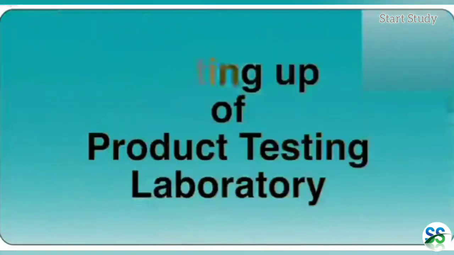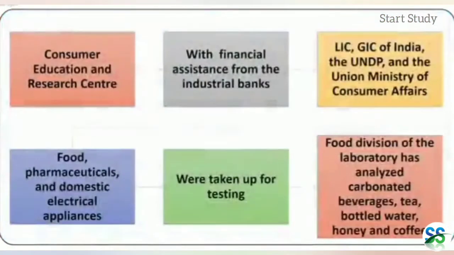Setting up of the product testing laboratory. In 1994, the country's first independent product testing and rating laboratory was set up at Ahmedabad, Gujarat by a leading consumer organization, namely Consumer Education and Research Center, CERC, Ahmedabad, with financial assistance from the industrial banks, LIC, GIC of India, the UNDP and the Union Ministry of Consumer Affairs, with the technical collaboration from the Friedrich Naumann Foundation of Germany. Initially, 3 categories of products like food, pharmaceuticals and domestic electrical appliances were taken up for testing.